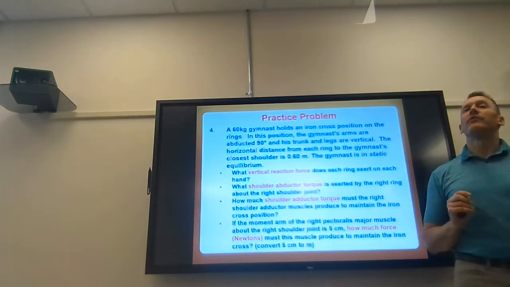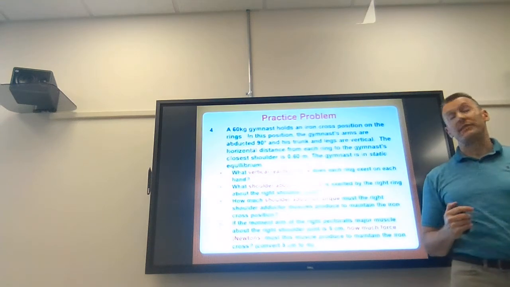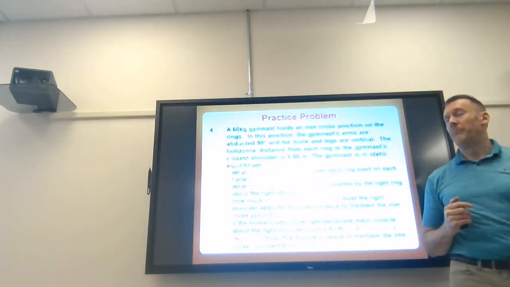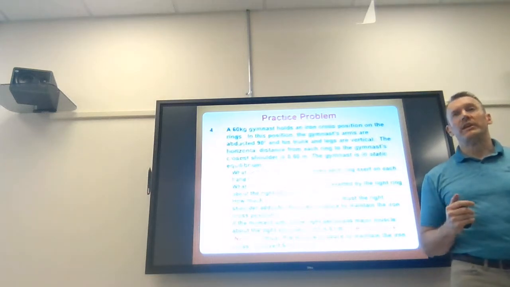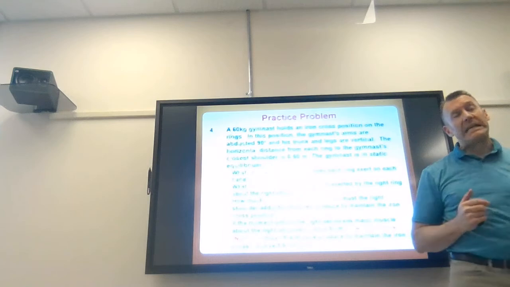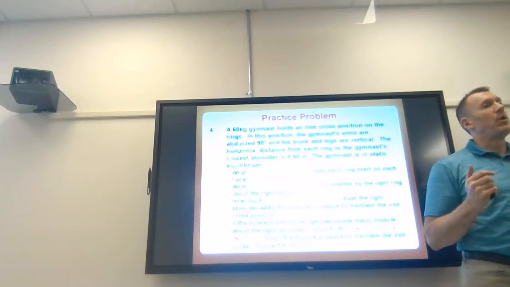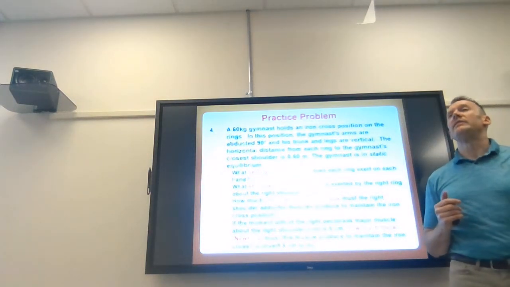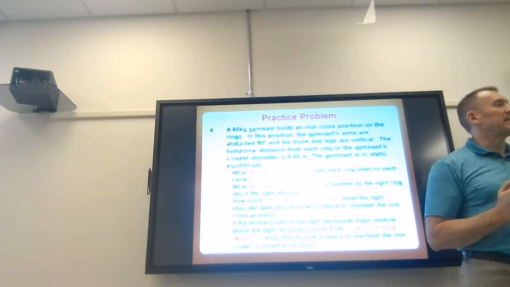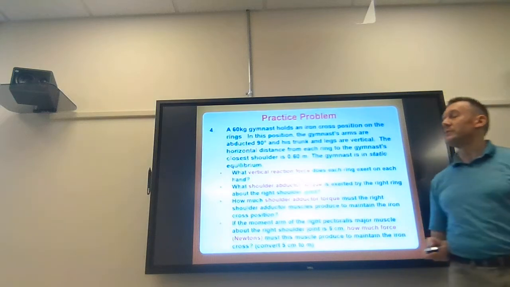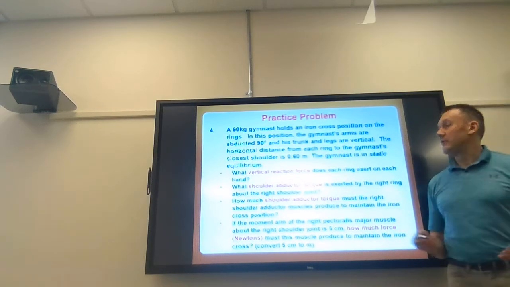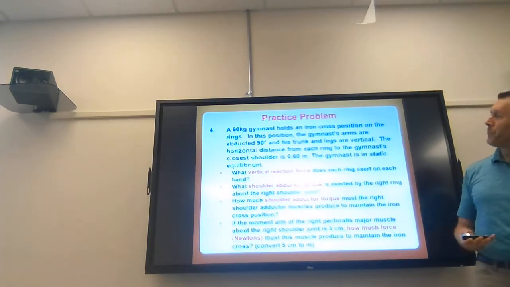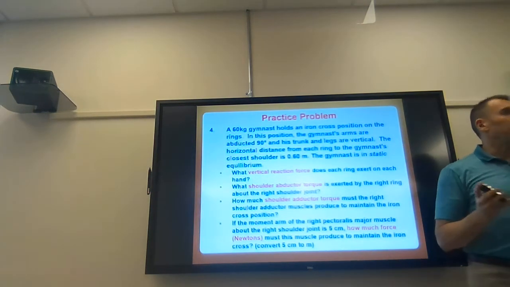You're going to get a lot of force. Why does the muscle have to produce so much force? Very small moment arm. So the resistance is working with a moment arm of 0.6. The muscle's working with a moment arm of 0.05. So the muscle has to produce 3,000 plus newtons worth of force to compensate for the smaller moment arm. Any questions on this one?